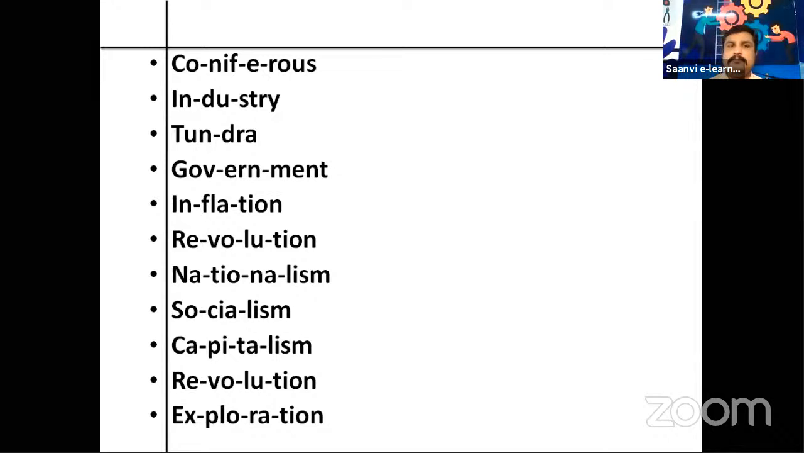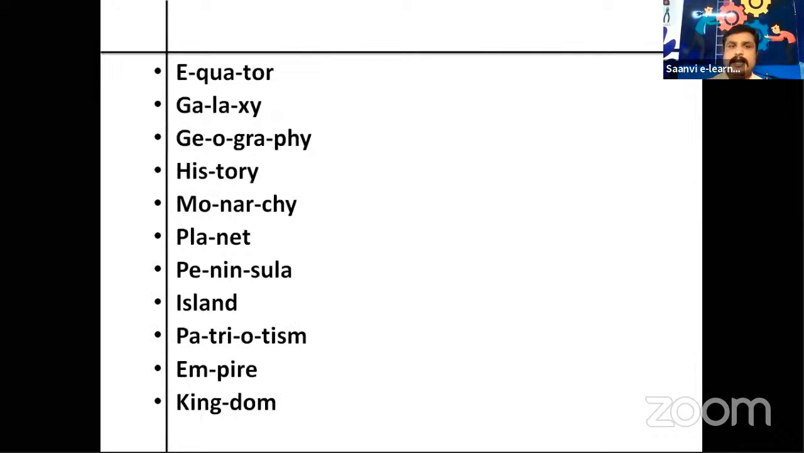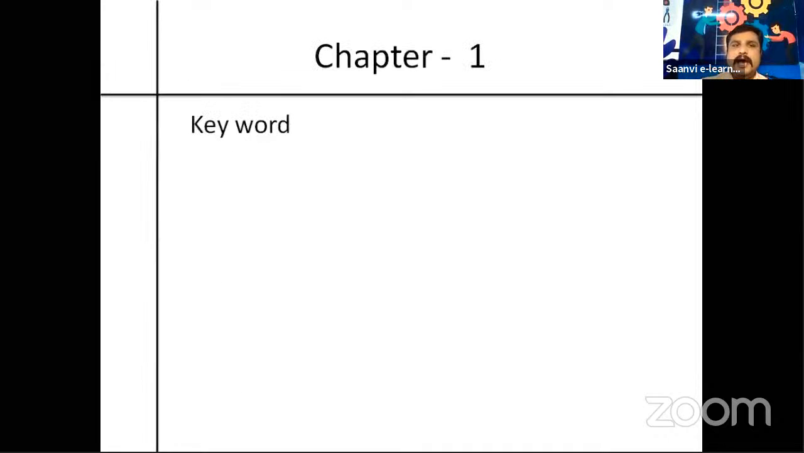Okay, fine. Next page is, this is all about third and next fourth page: equator, galaxy, geography, history, monarchy, planet, peninsula, island, patriotism, empire, kingdom. Is it clear? Okay, this is all about keywords. Take a screenshot.